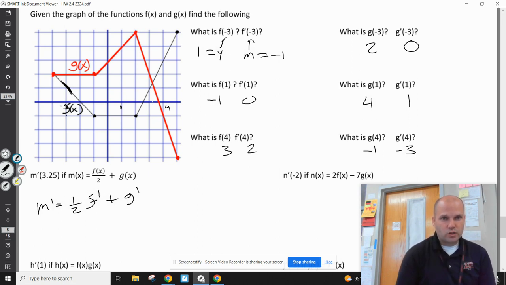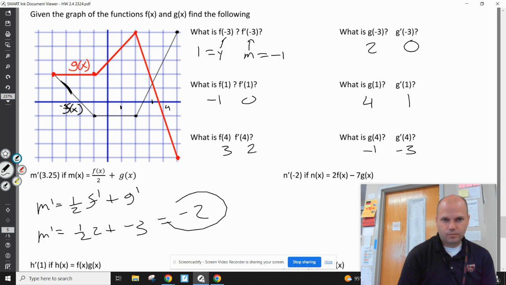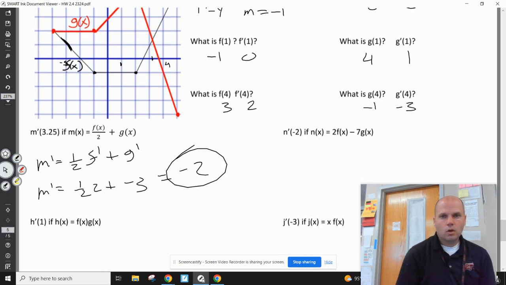3.25 is like right there. Okay, all I need to know is what is the slope of f and the slope of g. Well, we found the slope of g was -3 at that location for this entire segment. The slope of f was +2. Boom. 1 plus -3 is -2. That's my answer. You don't have to use the product rule here. The slope of 2f is 2f prime, just like the slope of 2 sine is 2 cosine. The slope of 7g is 7g prime.